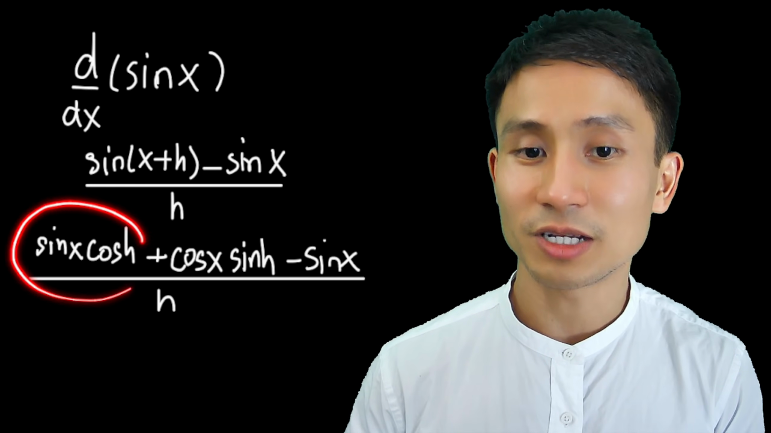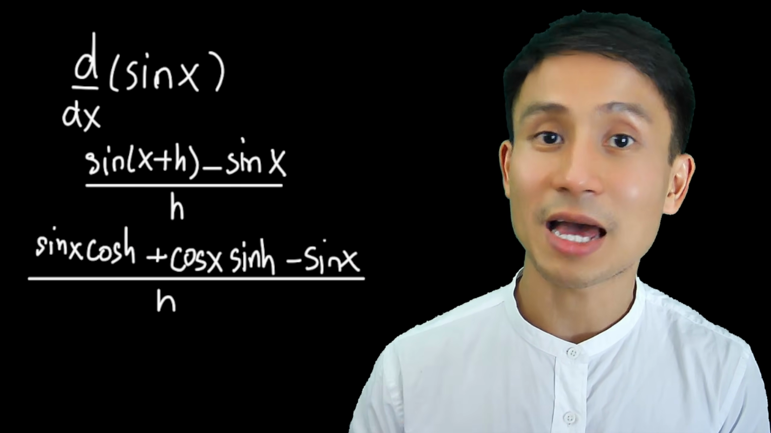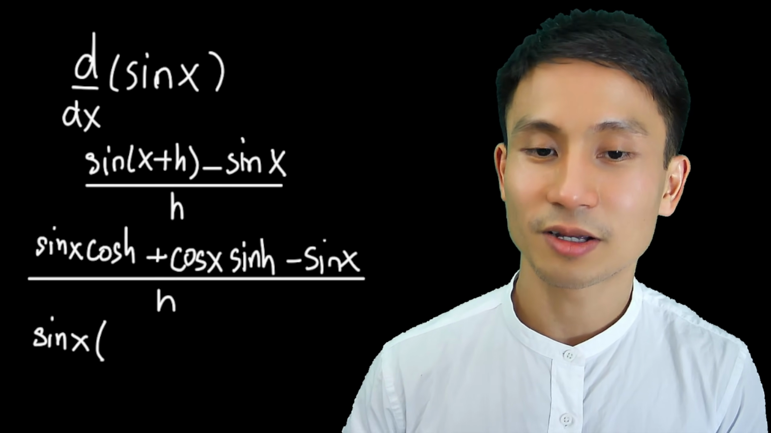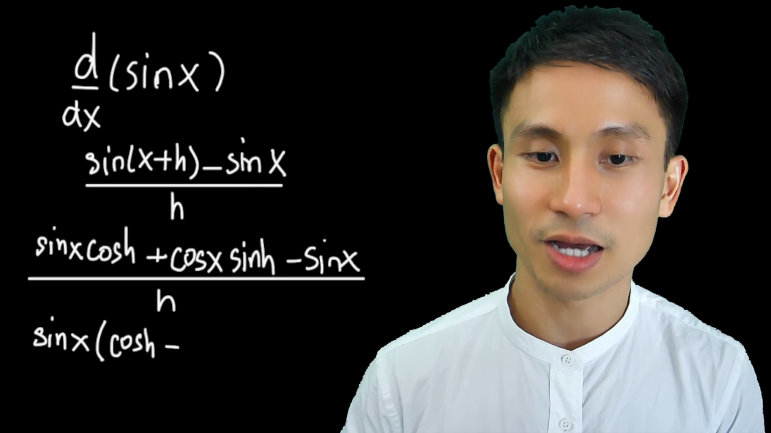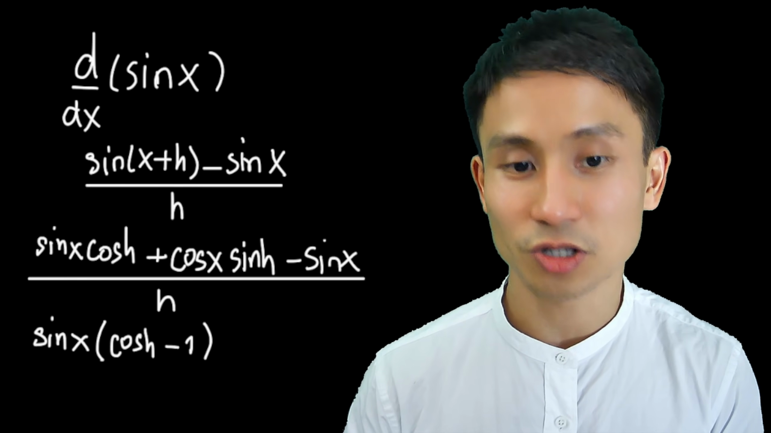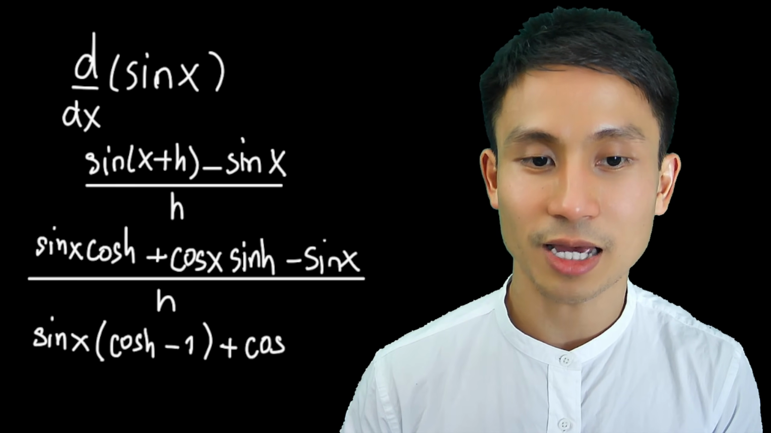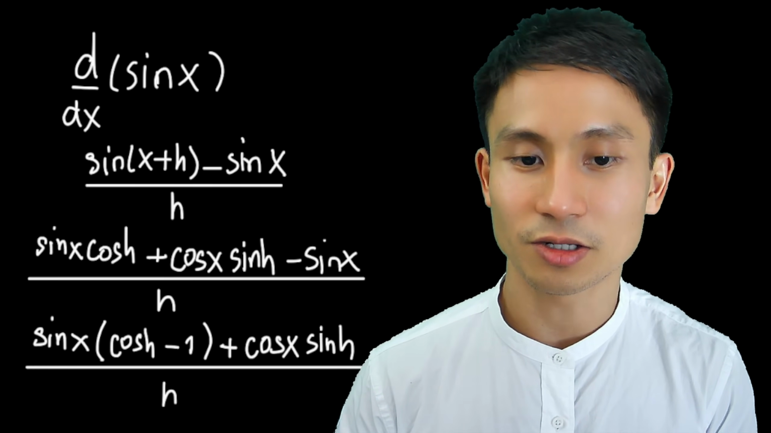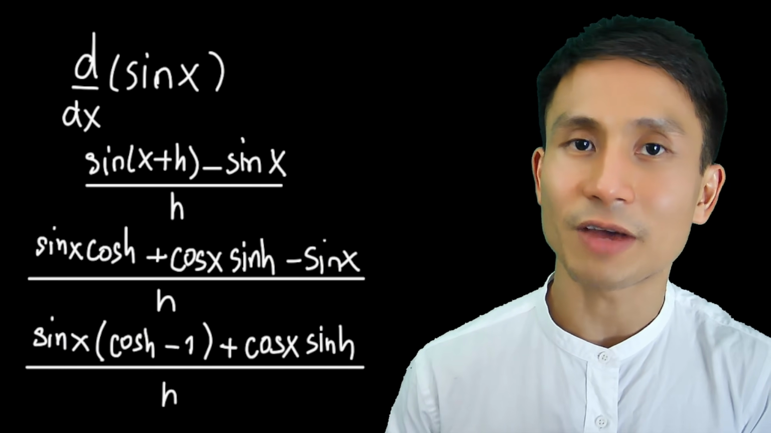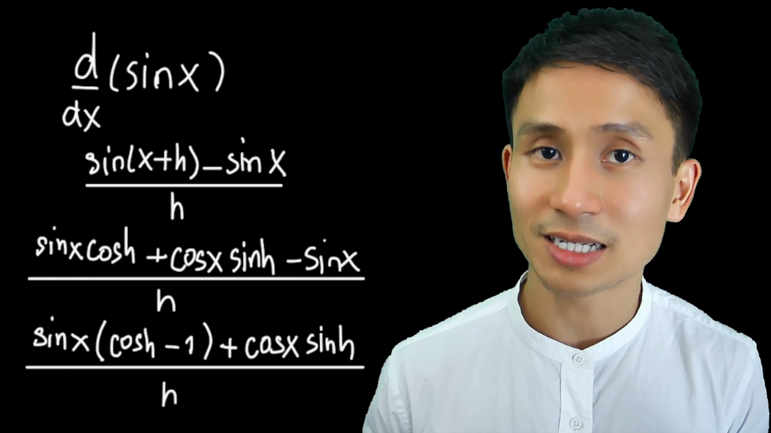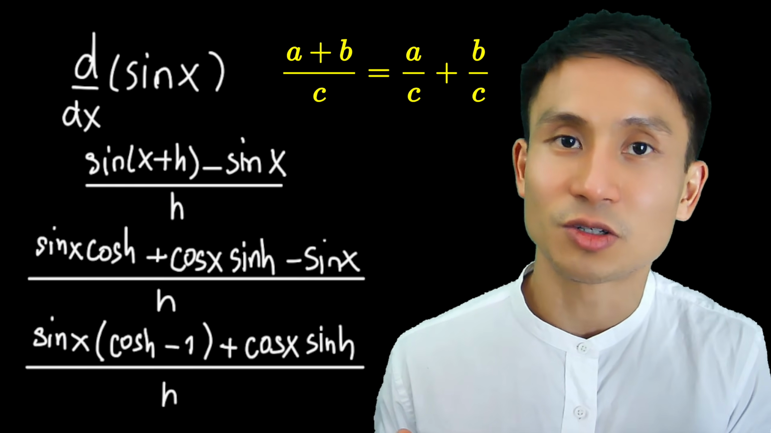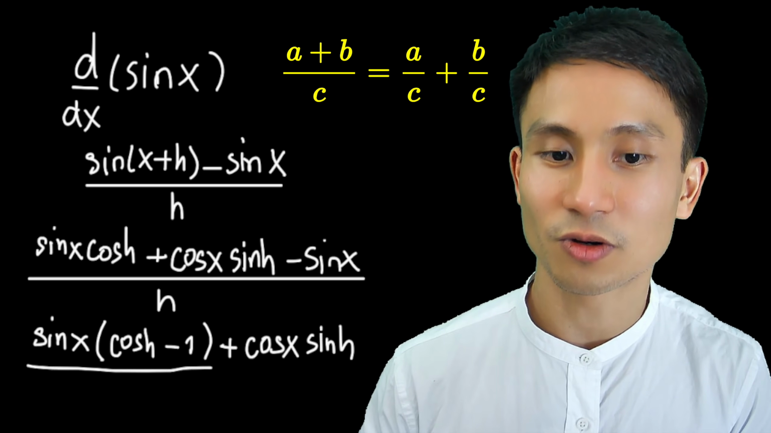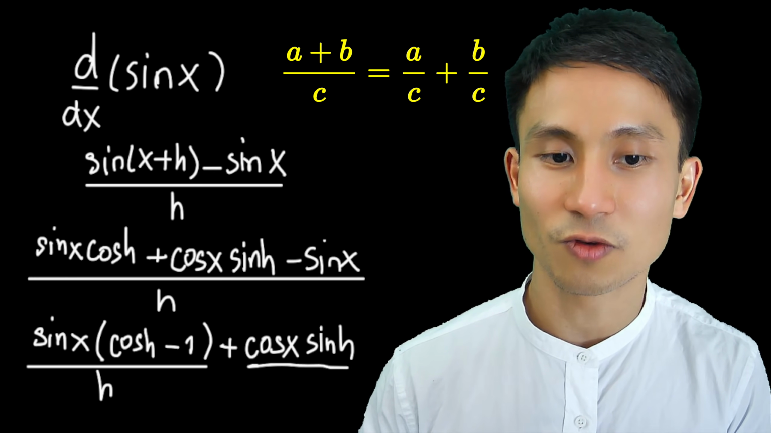We can pair up these two terms, and we can factor sine x out. So we have sine x in parentheses. There will be cos h minus 1 left. And the other term on top will just be cos x sine h. Again, all divided by h. Well, here, because if we have (a plus b) all divided by c, we can split the division into two separate terms. So instead of that, we have that over h and that over h.